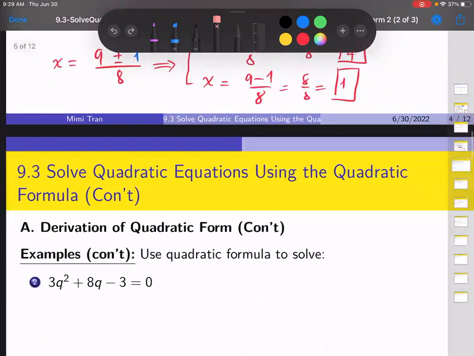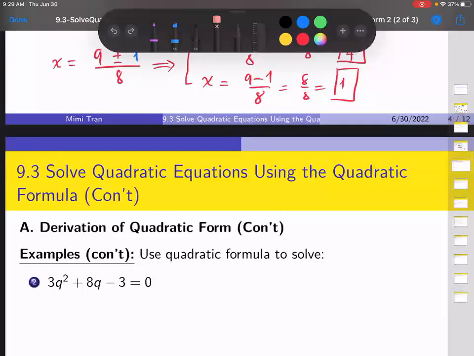Number two. Oh no, no battery. Let's pause.